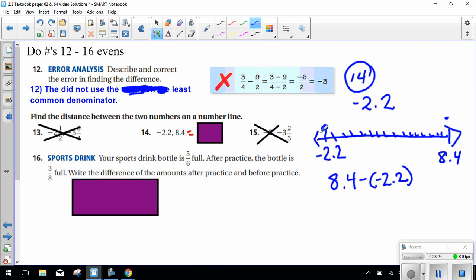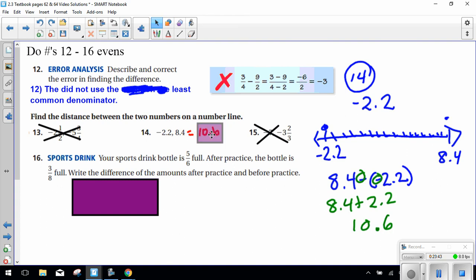So minus means to add the opposite. This becomes 8.4 plus 2.2. 2 plus 4 is 6, decimal point, and 2 plus 8 is 10. So the solution to number 14 is 10.6. Okay, let's move on to number 16.